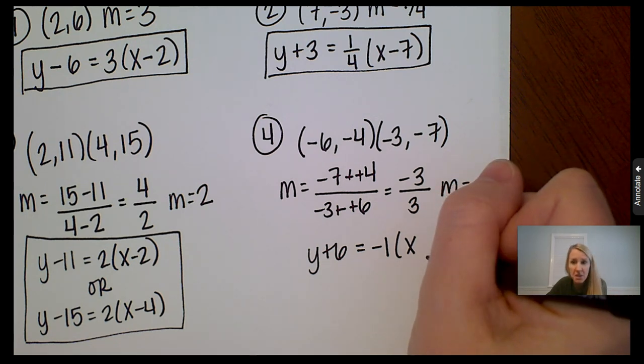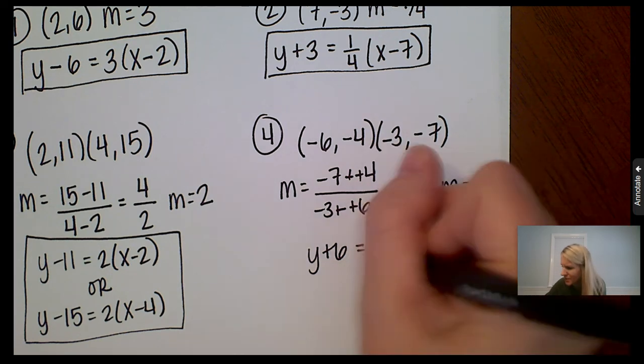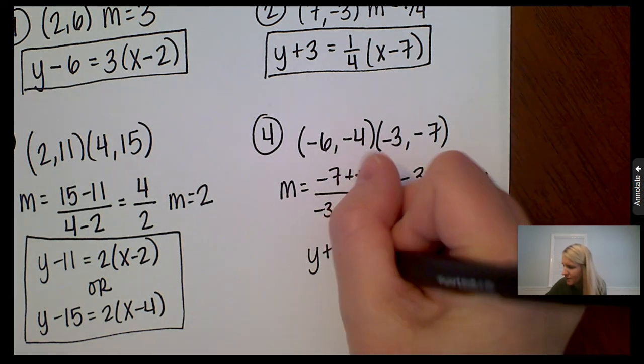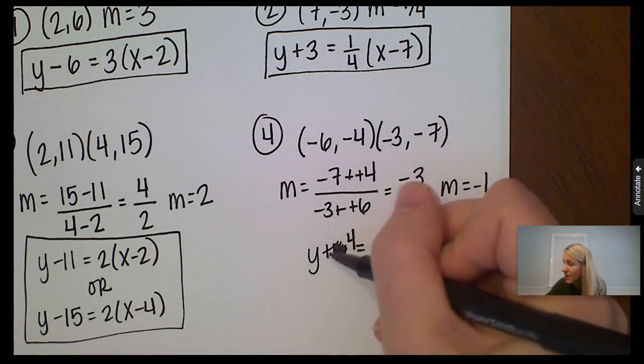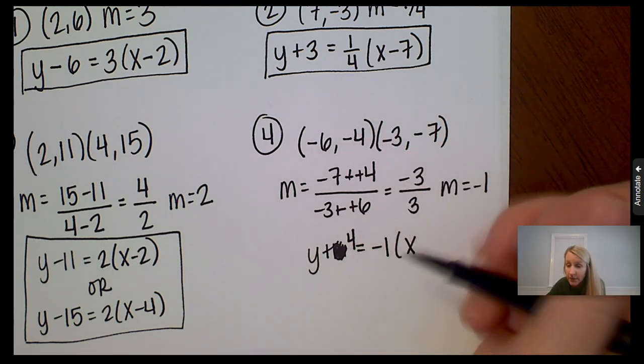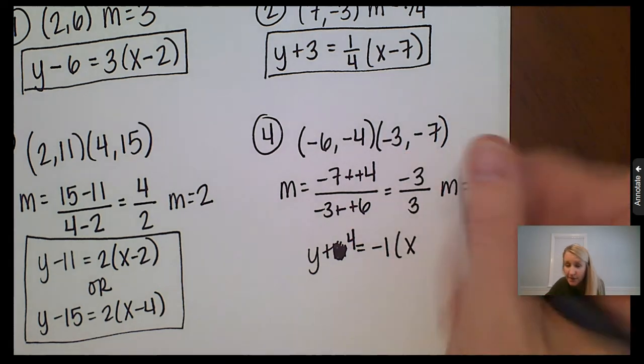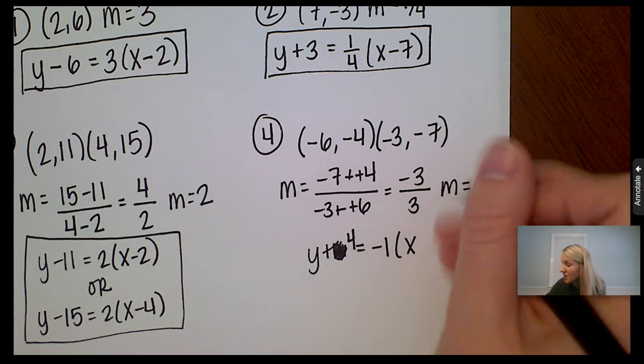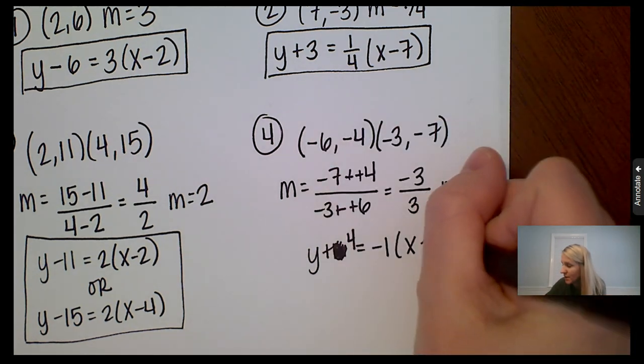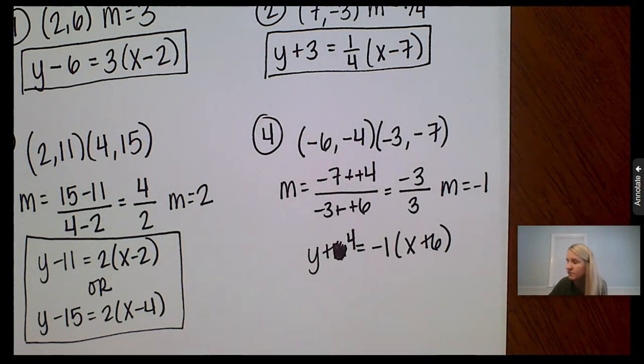I totally messed that up. This should be +4. All right, sorry about that, guys. It should be y plus 4. I'm sorry if I just confused you. I put an x in for a y. I knew I made a mistake because I saw that this was going to be 6.